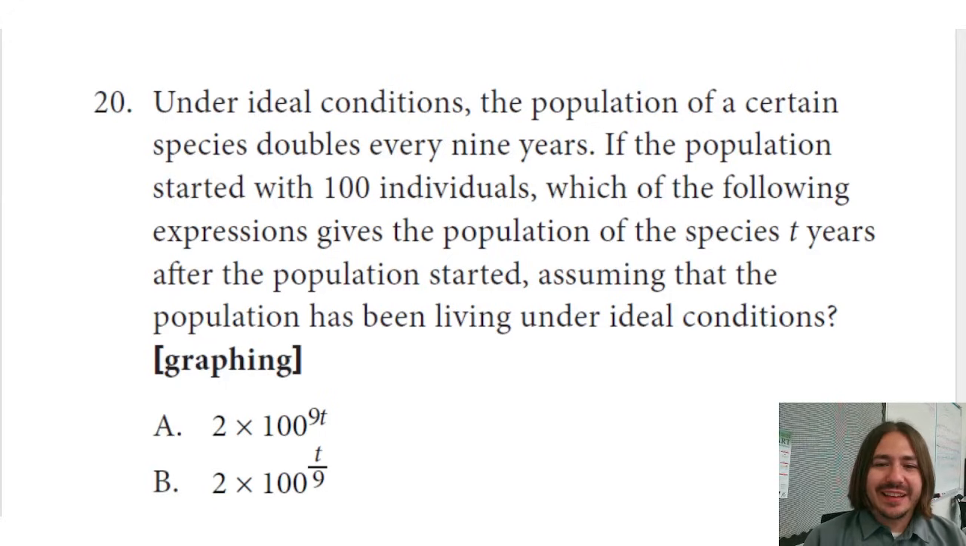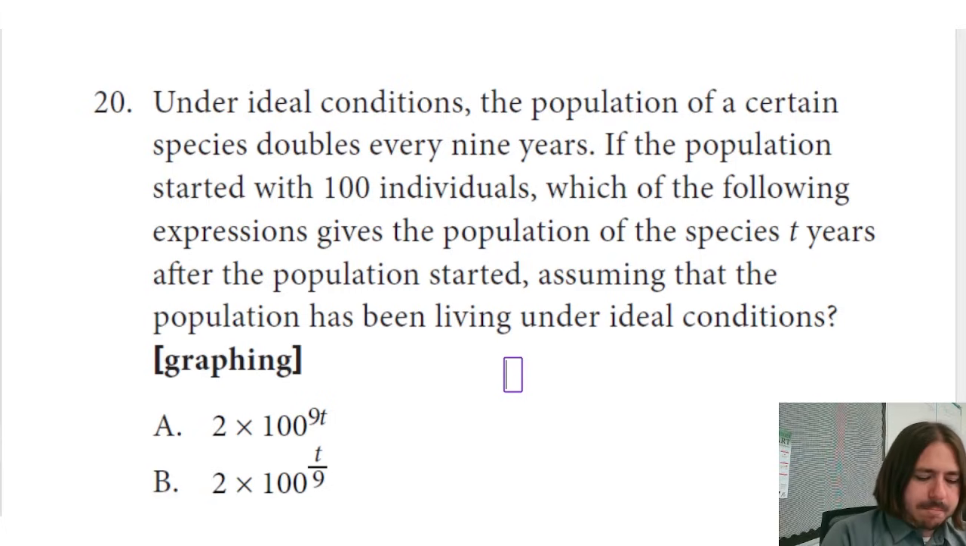Hey y'all, welcome back. Number 20 says, under ideal conditions, the population of a certain species doubles every 9 years. If the population started with 100 individuals, which of the following expressions gives you the population of the species t years after the population started, assuming the population has been living under ideal conditions?